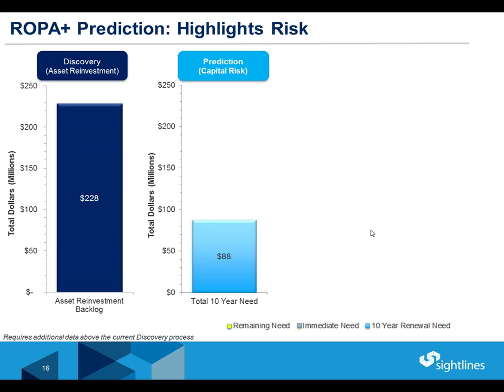So what we do with ROPA Plus prediction is we break that $228 million out into 3 different buckets. We look at the blue, the $88 million, which are the renewal needs or life cycle needs that are coming due over the next 10 years. We look at $39 million in immediate needs. Those are needs that really should be done in the next 1 to 2 years. And then we have longer term projects that make up the $102 million. So that way we provide a greater level of risk when it comes to total need.